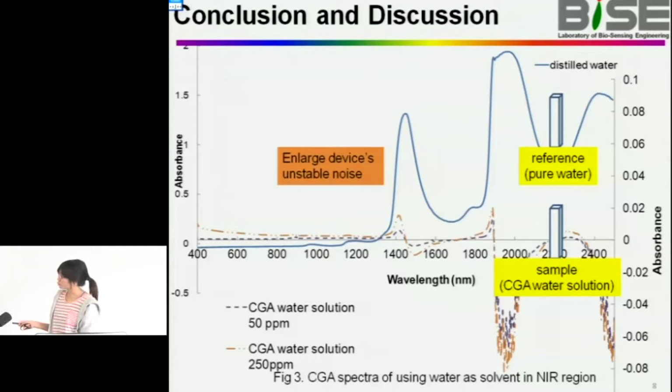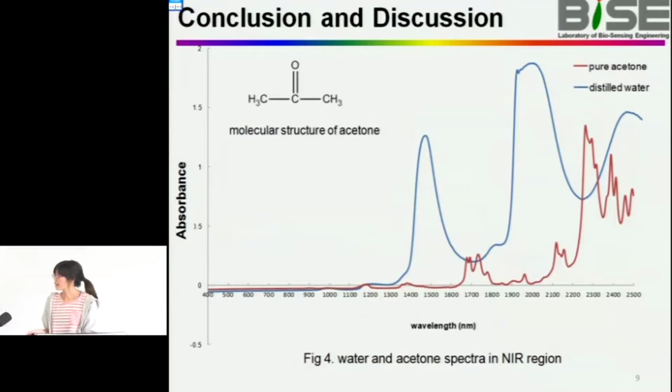So in order to eliminate this noise, we need to find a solvent which doesn't have absorption in the NIR region. But unfortunately, I haven't found such a solvent to dissolve CGA so far. Then I tried acetone. CGA is easily dissolved in acetone. And this is the molecular structure of acetone.